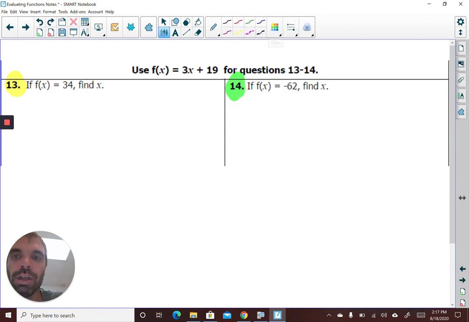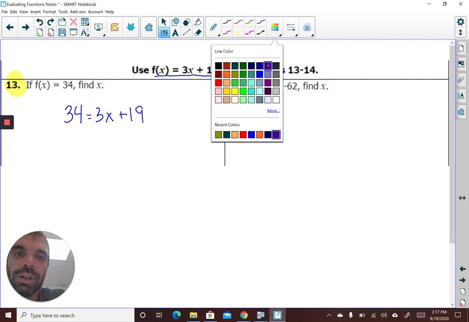Okay, so we're going to take this f of x here, and instead of putting our number in, it's not inside function notation. Notice it's over here by itself. So it's telling me f of x is 34. So I want to put it here where f of x is. So I get 34 is equal to 3x plus 19. And then I'm going to use my algebra skills to solve this.